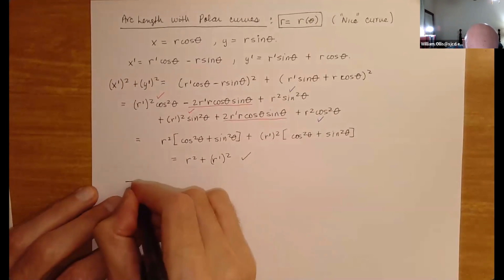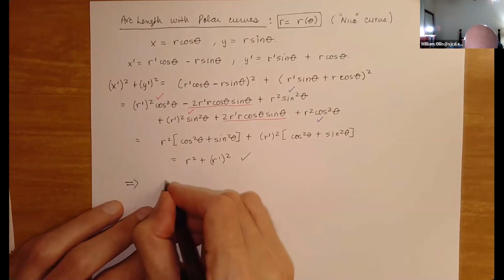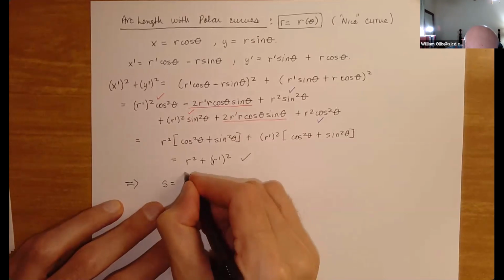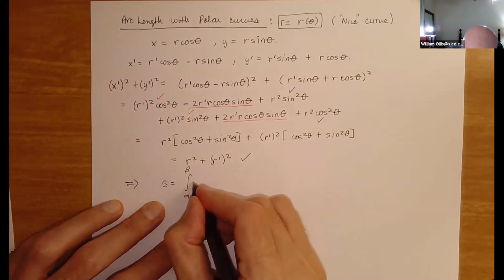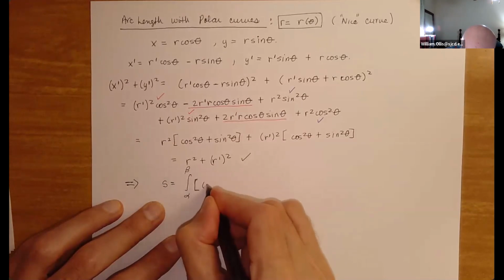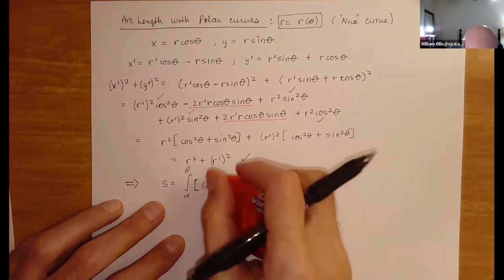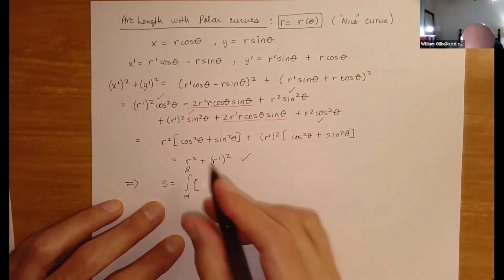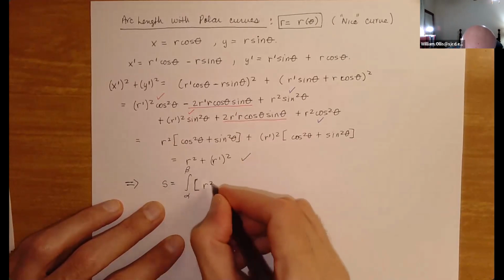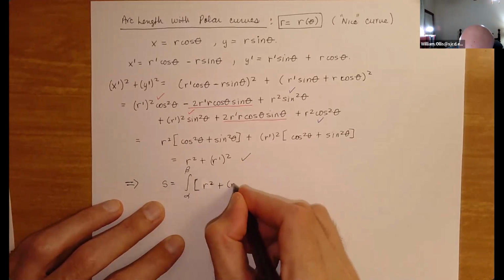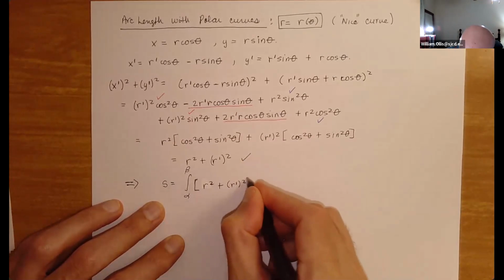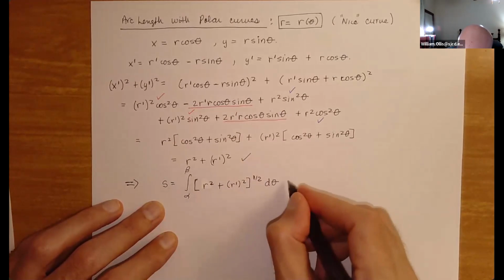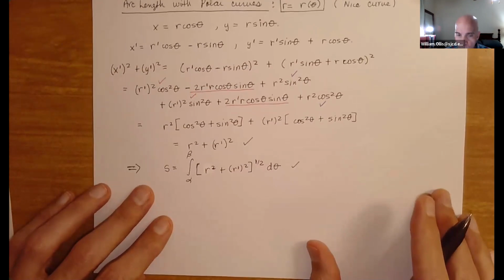So now this implies that arc length will just be, of course, if we do alpha to beta, the integral of the square root of r squared plus r prime squared, to the 1/2, d theta. I don't have to put parentheses with that. You can put in the theta dependence if you want. So that's what we were looking for.